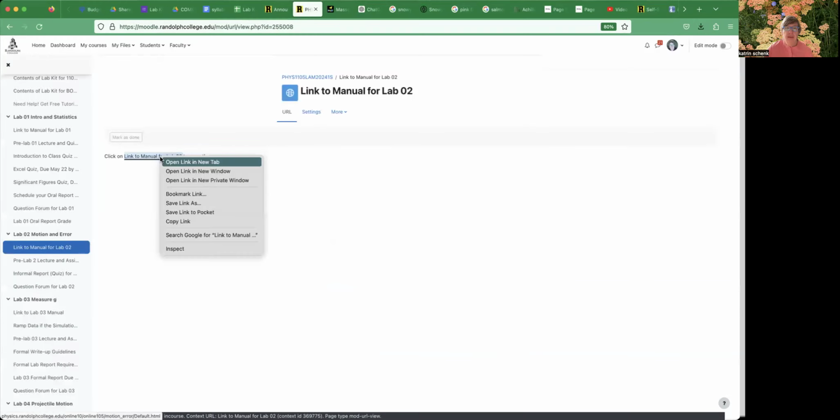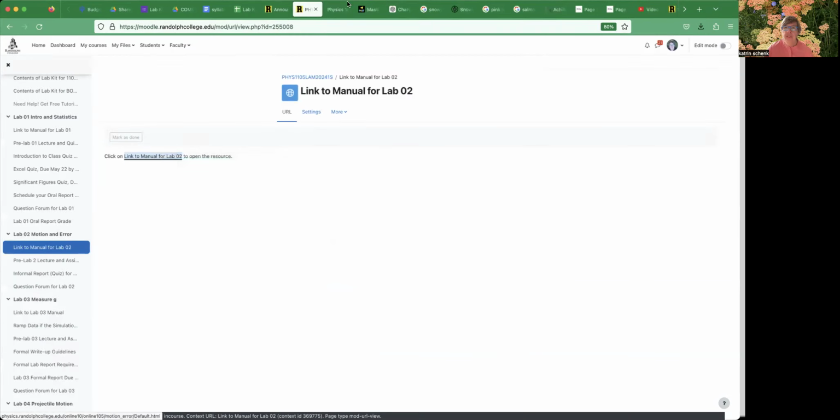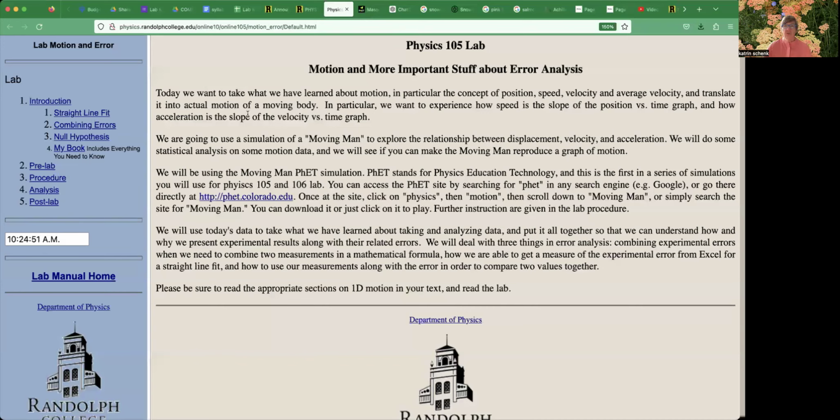So here we go to the lab manual. I always like to open it in another tab. Okay. Let's see, here we go. So as you can see, there's an introduction. And here is the simulation itself. It's called Moving Man. So you should open that up before you keep reading, I would say. Now, there's some information about how to do a straight line fit in Excel. There's information about combining errors, if you look over here.